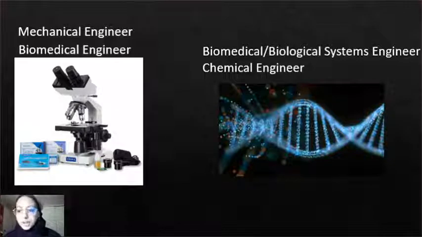Biomedical engineers and biological systems engineers, in addition to chemical engineers, are responsible for a lot of the stuff that we talked about: the modification of DNA, the designing of new recombinant plasmids, things that work with the actual modification of the nucleotides in the DNA itself. That is what a lot of these biomedical and biological systems engineers and chemical engineers are especially responsible for working with.